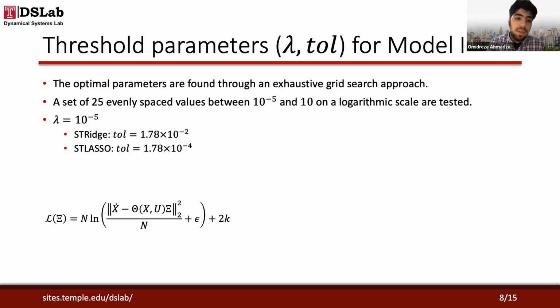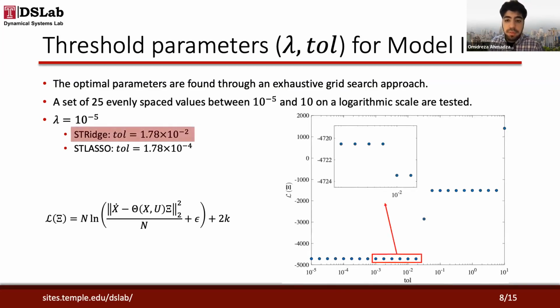As we can see here, the ST ridge has a larger tolerance, which means that it gives us more sparse data. As we mentioned before, ST ridge has a better result for correlated data. The figure shows the AIC-inspired loss function for the ST ridge model with lambda of 10 to the -5, and it demonstrates that a very small value of tolerance results in a non-sparse model that overfits the data. For this, we pick the largest value of tolerance with the smallest value of the loss function.